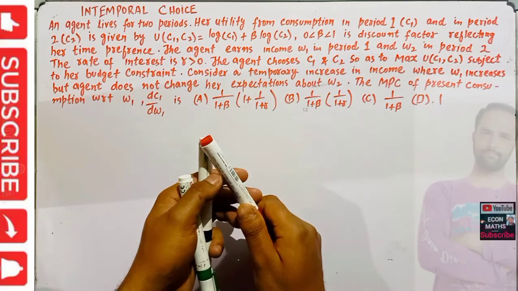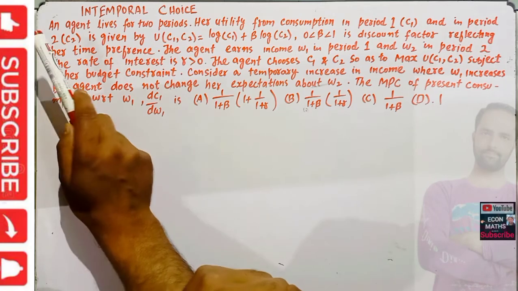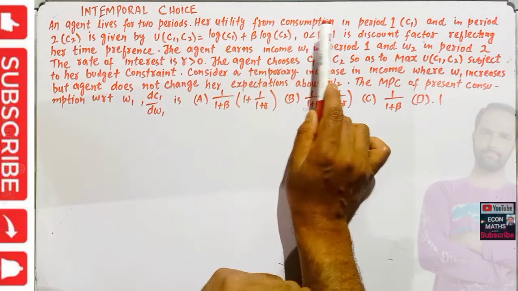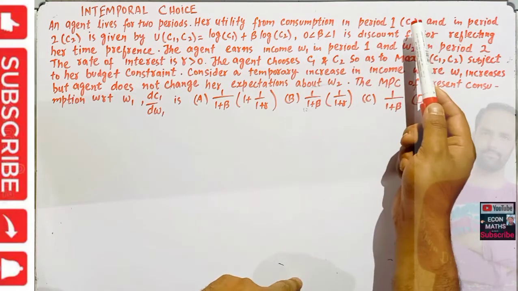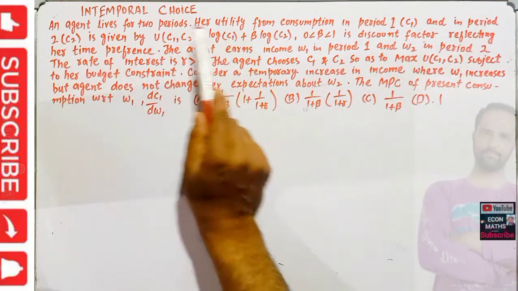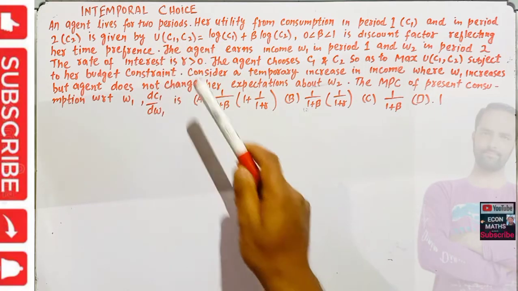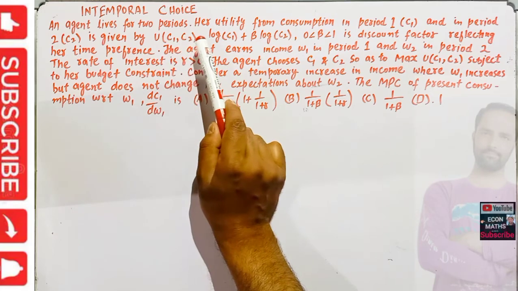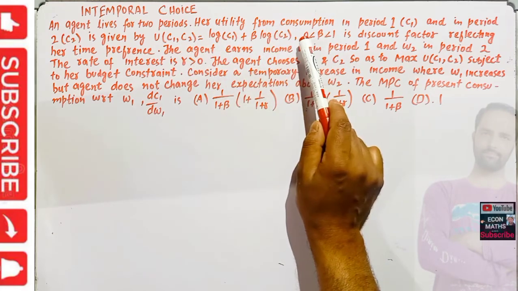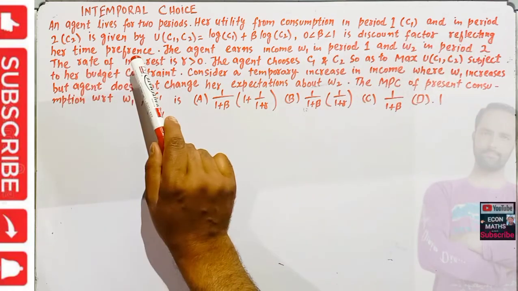In this video, we will solve a problem on intertemporal choice. The question is like this. An agent lives for 2 periods. Her utility from consumption in period 1, which is C1, and in period 2, which is C2, is given by u(C1, C2) equal to log of C1 plus beta log of C2. Beta lies between 0 and 1 and is the discount factor reflecting her time preferences.